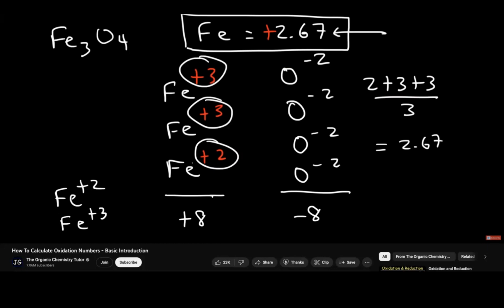So the individual ions should have a numerical oxidation state. But when you have multiple of them, the average could be a decimal value because they don't all have to be the same. They can be different. So hopefully this makes sense in terms of why some oxidation states have a decimal value.